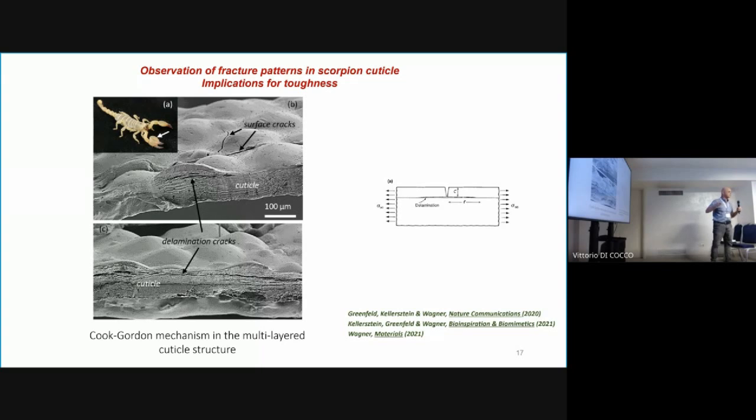Okay, a lot of this is work in progress. And so this is a picture of the cross-section of the cuticle of this scorpion. And what you see is that there are surface cracks, and there are also delamination cracks all over.